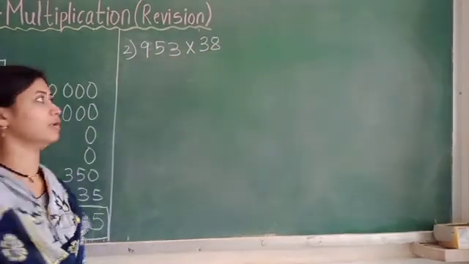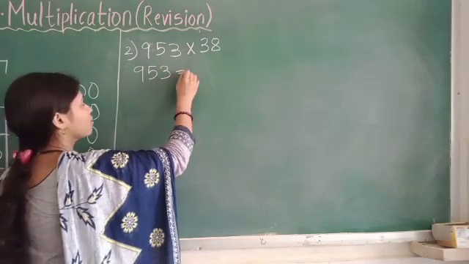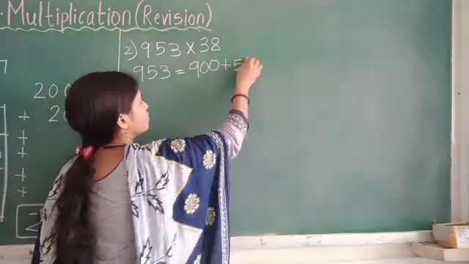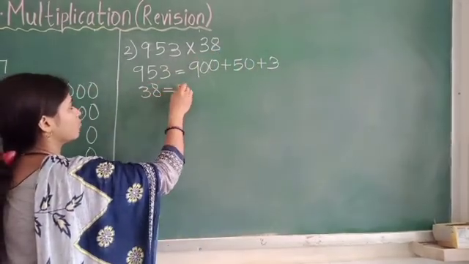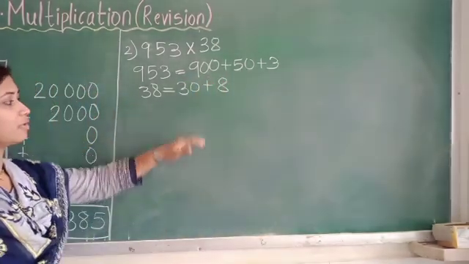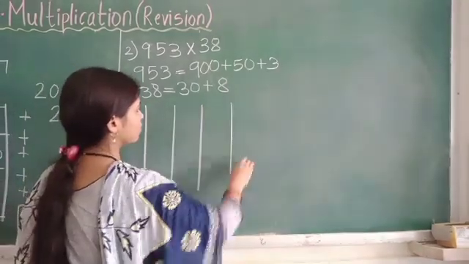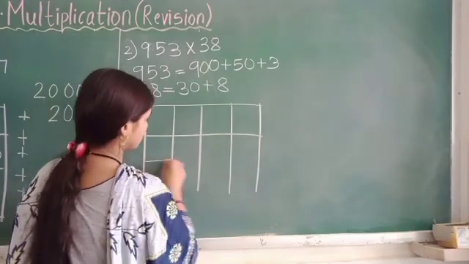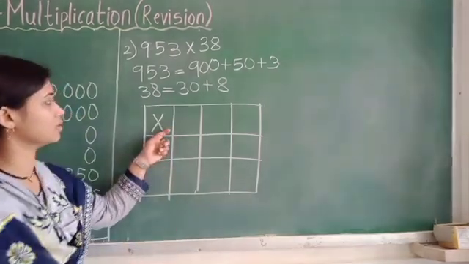953 multiplied by 38. How we write 953 in the expanded form? 900 plus 50 plus 3, and 38 how we will write in expanded form? 30 plus 8. Now what is our next step? We will draw the table. In this manner, we need to draw the table. What will come here? The sign of multiplication.